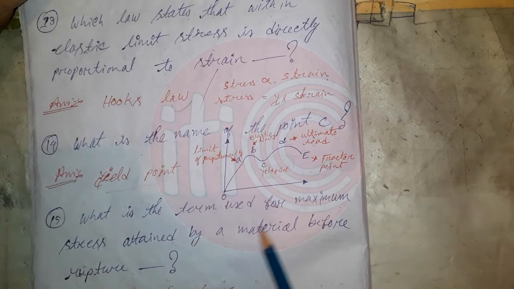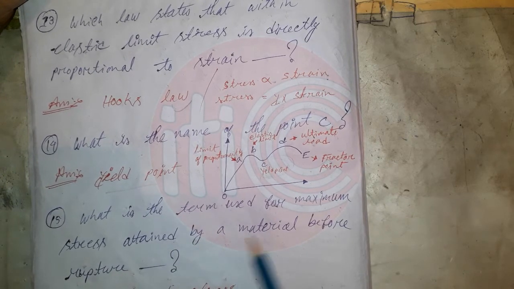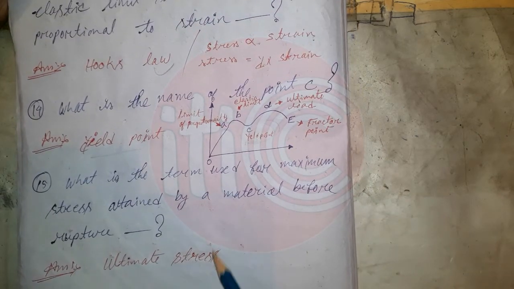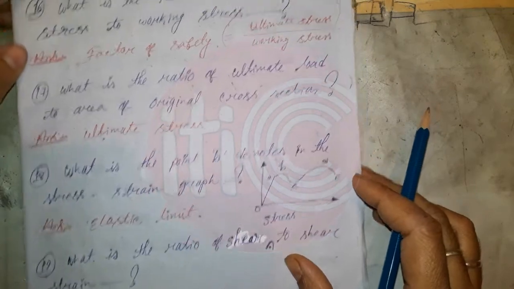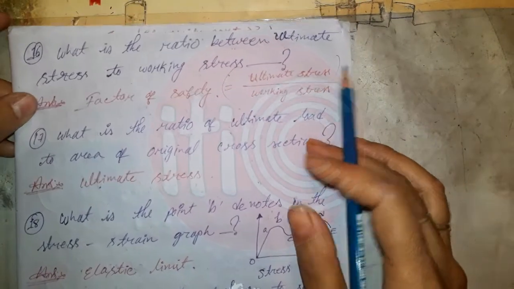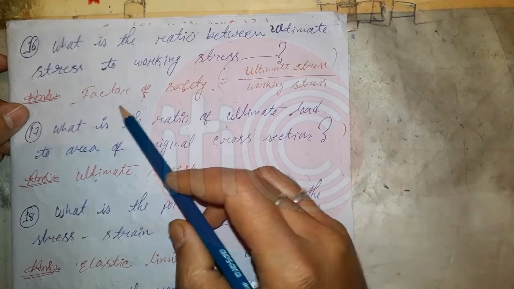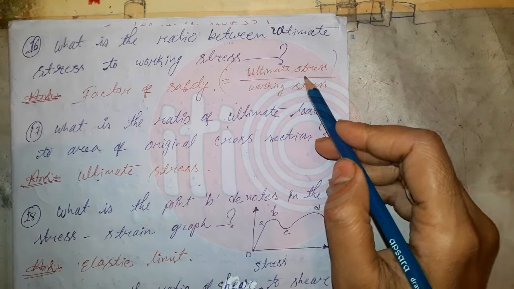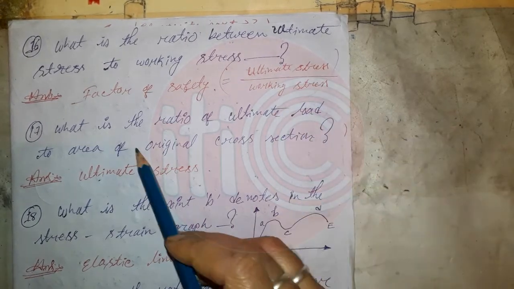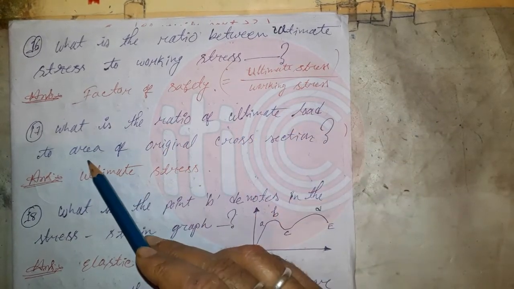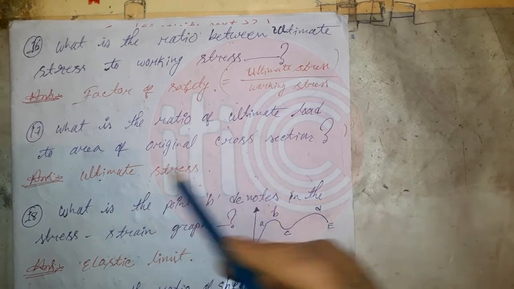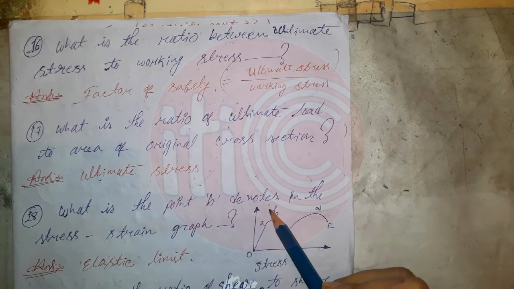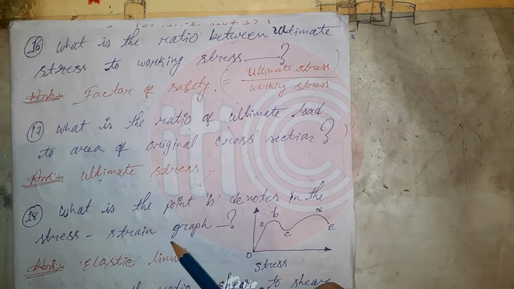What is the term used for maximum stress attained by a material before rupture? Ultimate stress. What is the ratio between the ultimate stress and working stress? Factor of safety. Factor of safety is equal to ultimate stress by working stress. What is the ratio of ultimate load to area of original cross section? Ultimate stress.